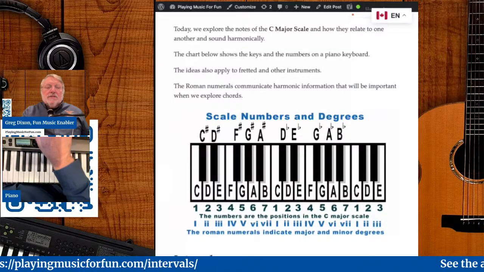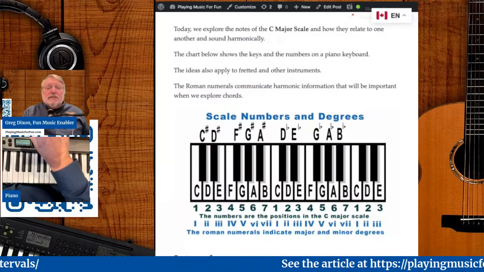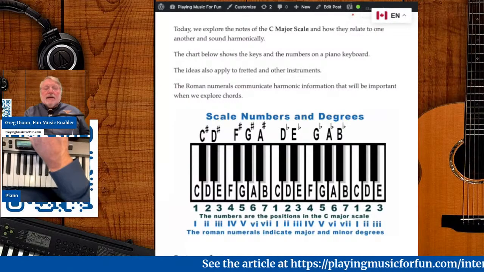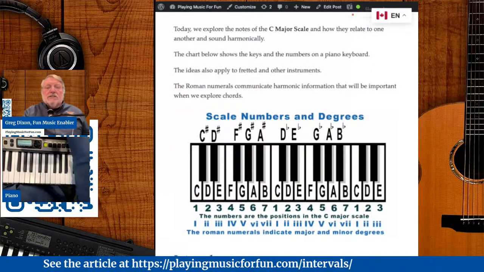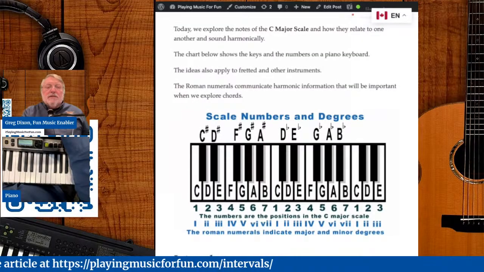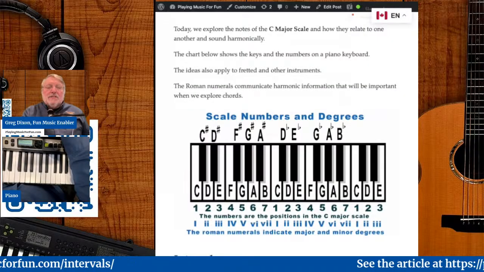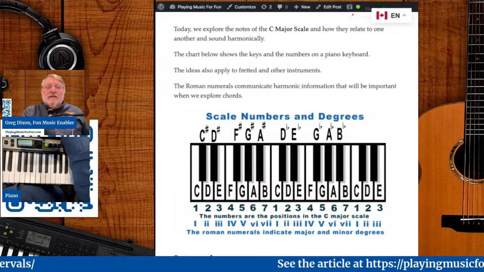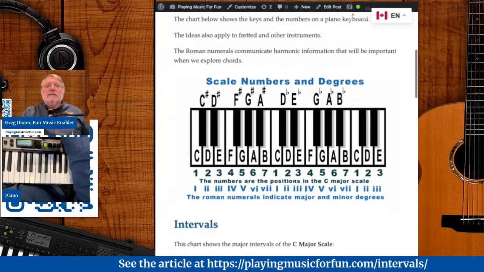Those don't apply strictly to the intervals, but that's going to be important when we start talking about chords later and chord progressions. So I thought I would introduce that in this chart here. It also communicates that there's a difference between the 2, 3, and the 4 and the 5. We'll get into that later. So let's go down here.